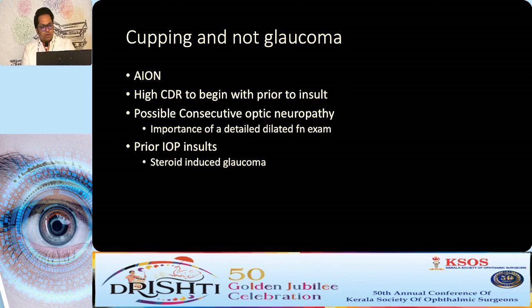Some of those consecutive optic neuropathies, like an old branch retinal vein occlusion, can sometimes come as focal inferior or superior neuroretinal rim thinning. Some of these cuppings that look like classical cuppings of glaucoma are actually prior glaucoma insults, like in a steroid-induced glaucoma. Over time, as the steroids have been stopped, the IOP has come down to normal, and then they are not usually a progressive disease.